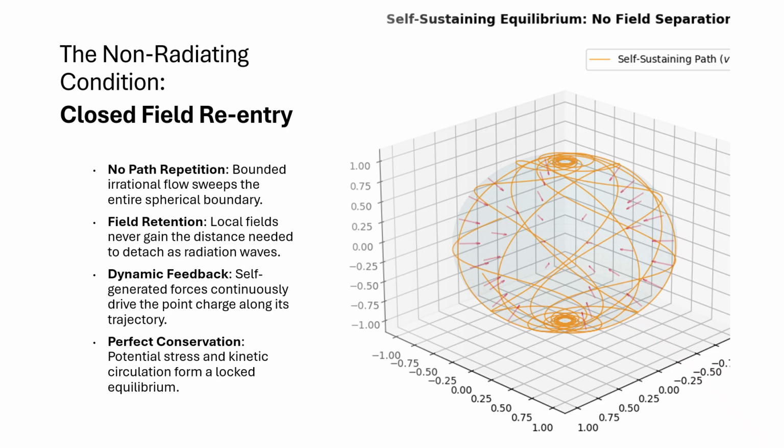So this potential stress, as I call it, and the kinetic circulation, just like in the electron model, form a locked equilibrium and explain why this path is self-sustaining. The forces it generates keep the motion going, and secondly, also why it's not radiating any energy out.